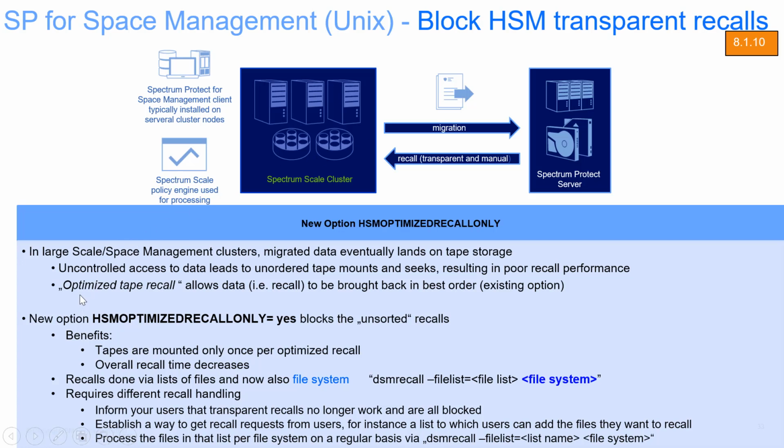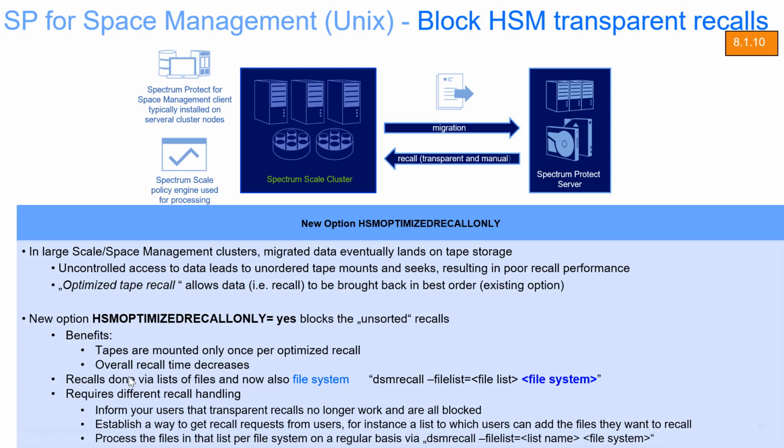We do have an existing option called Optimized Tape Recall, which allows the data for that recall to be brought back in the best order, and usually that's based upon where it's sitting on a tape. But now we can take this a step further by adding in HSM optimized recall equals yes, and this will block any unsorted recalls. The benefit is that the tapes are going to be mounted only once per optimized recall, and thus your overall recall time is going to decrease. And instead of the recalls being done willy-nilly, they will be done via list.